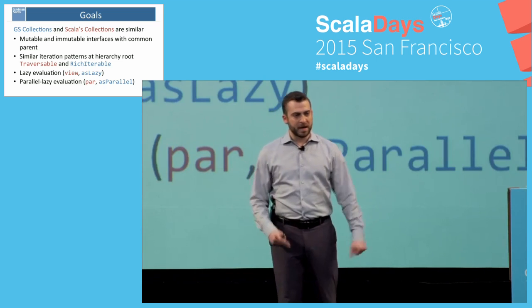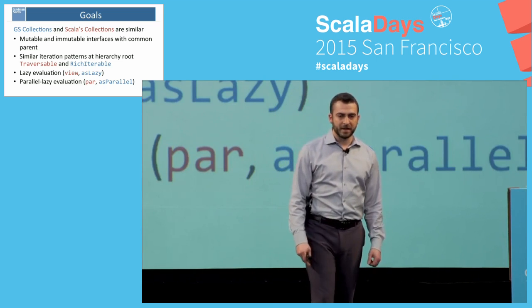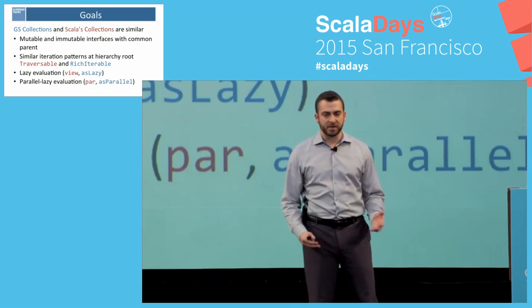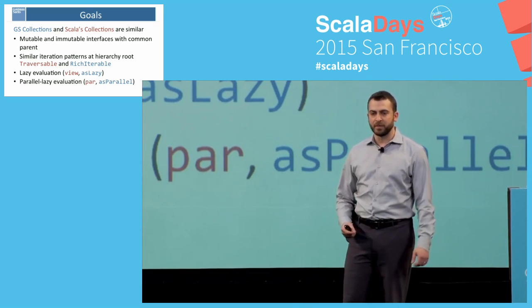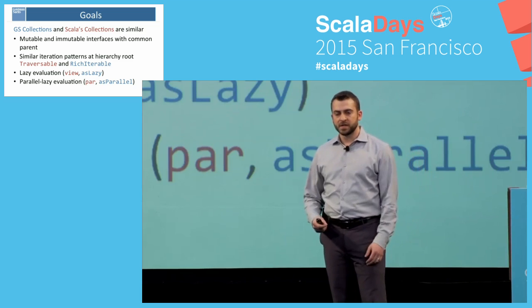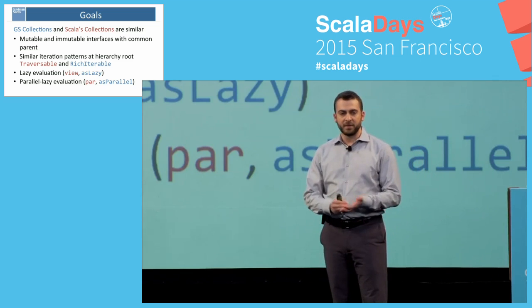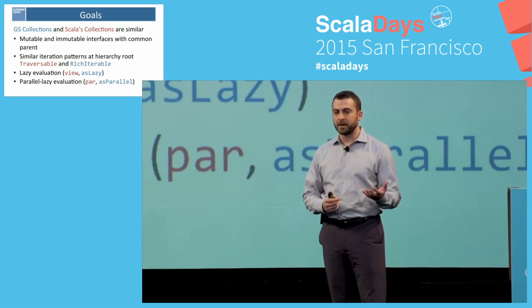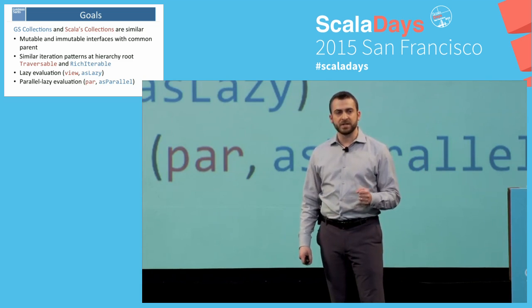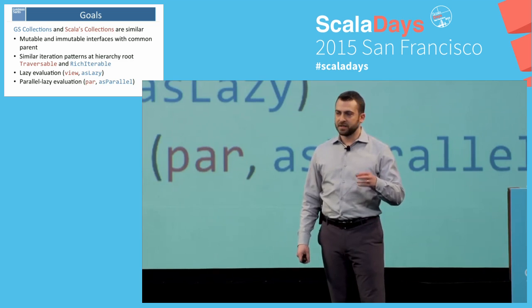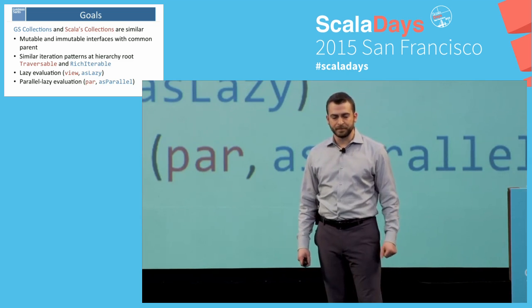So I will be talking about how these libraries differ, but I should point out first that there's much more in common between them than different. Of course, the languages are different, but the ideas are the same. So in both libraries, we have mutable and immutable collections with a common parent. In Scala, they'll all have the same name, but they'll reside in different packages. In JS Collections, they'll have names like mutable list, immutable list, and list iterable at the top.